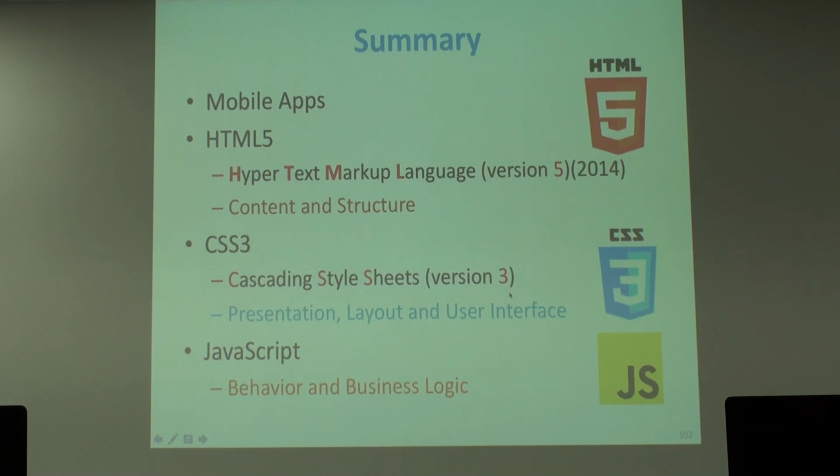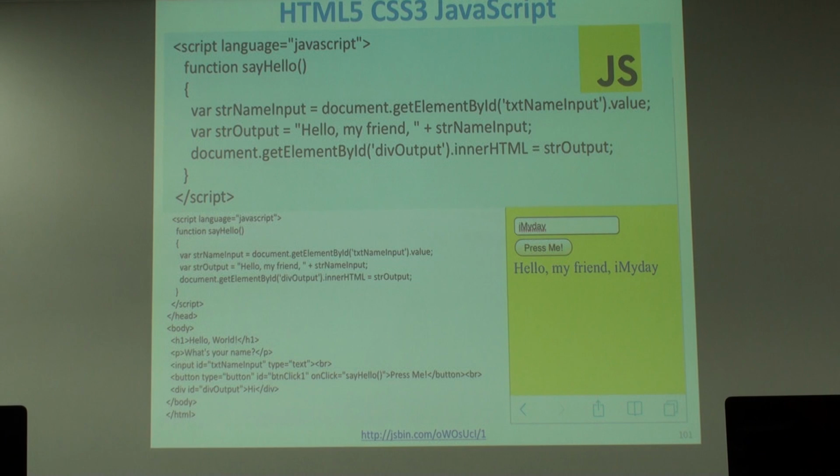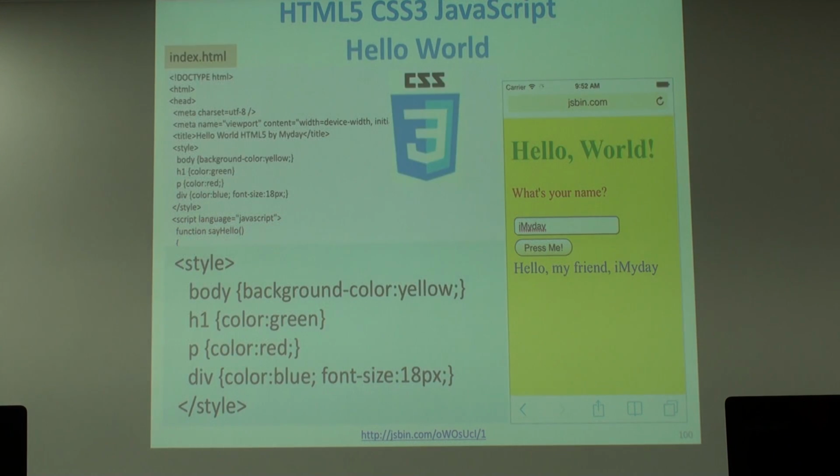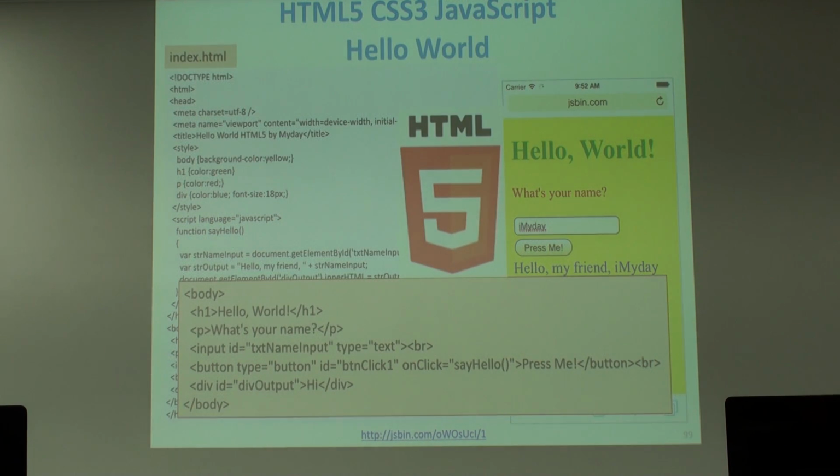So in summary, we have introduced how to develop your first mobile apps using HTML5, CSS3, and JavaScript. As you can see, you now know what JavaScript is, what CSS is, and what HTML5 is. So please make your first BMI calculator in HTML5, CSS, and JavaScript, and share your experience next week. I look forward to hearing your good experience next week.